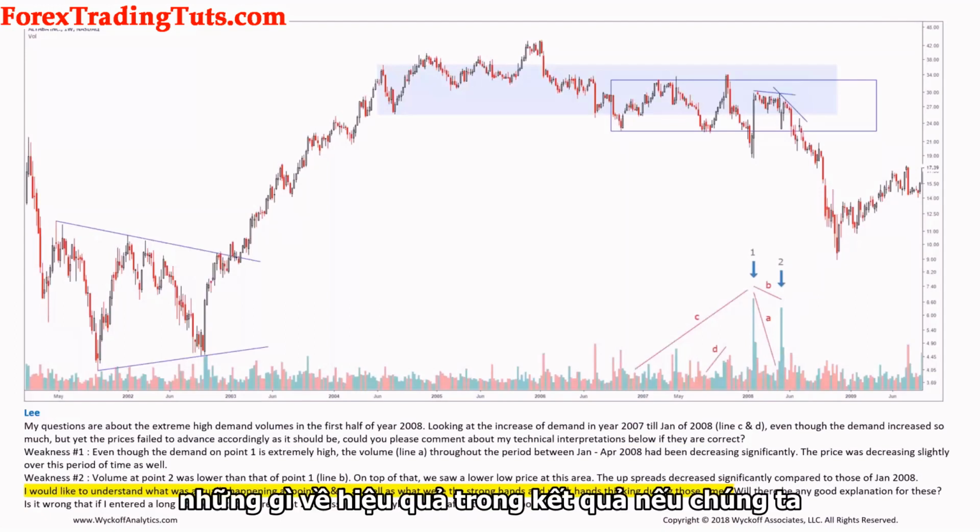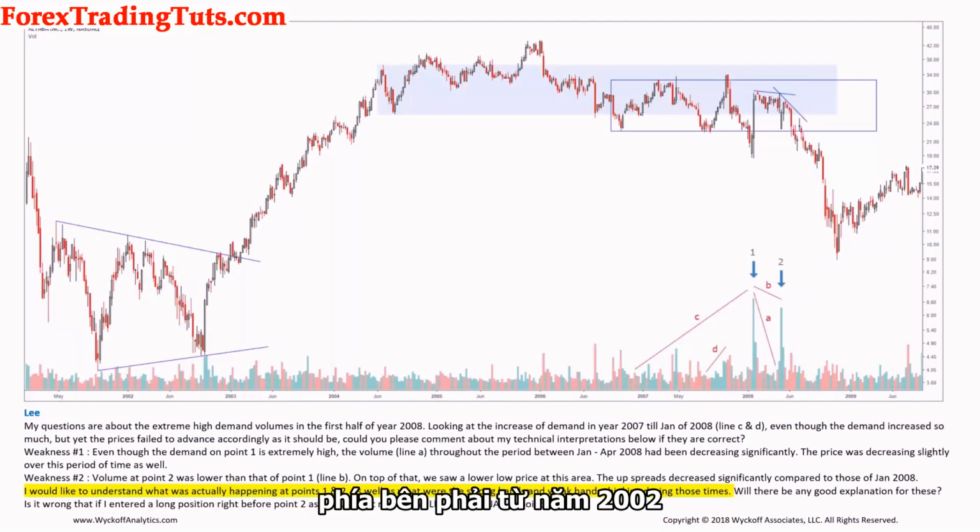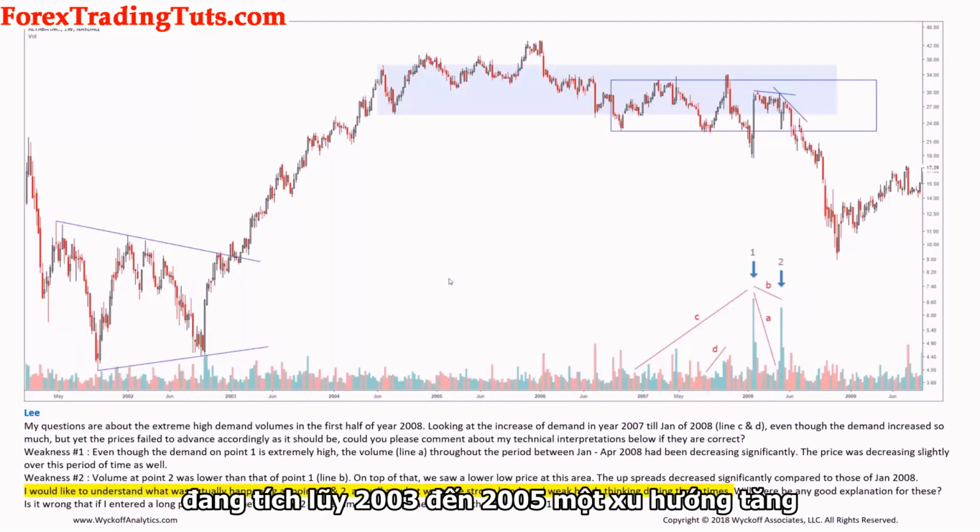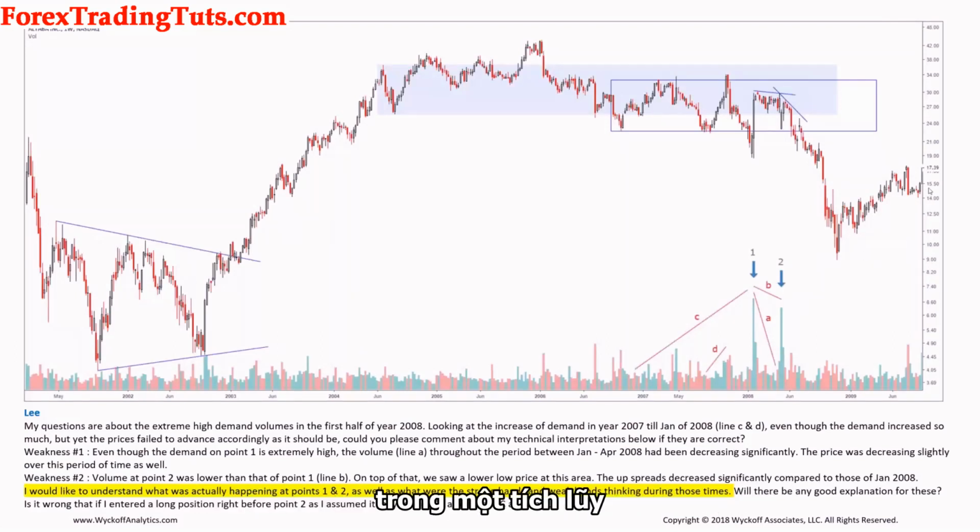Question: what about the effect in the result if we see accumulation at the right side from 2002? May to September of 2003, only 1 year accumulating. 2003 to 2005, an uptrend, not a powerful effort in an accumulation. Okay.